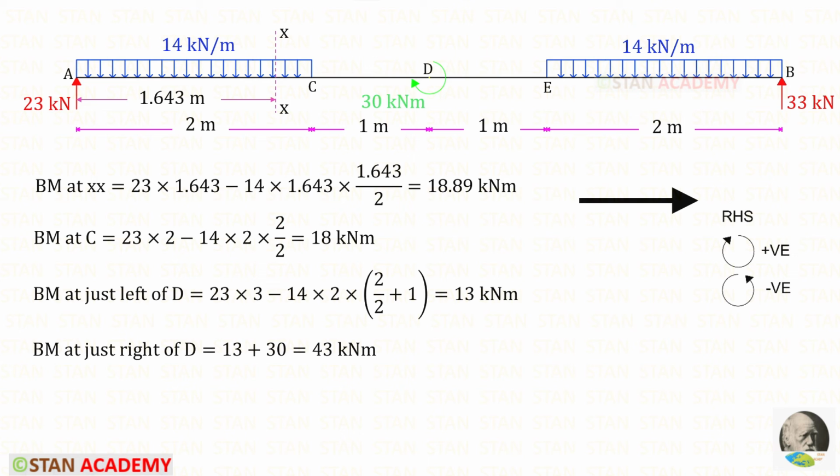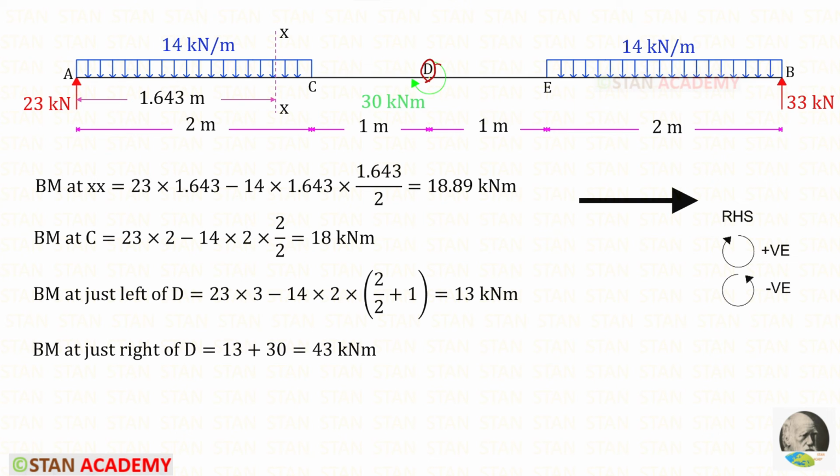Let us find the moment at C. RA is acting in the clockwise direction, so positive, and the distance is 2. The UDL is acting in the anti-clockwise direction, so it will be negative, and the area is 14 into 2, and the centroid distance about C is 2 upon 2. For the moment at C, we will get 18.